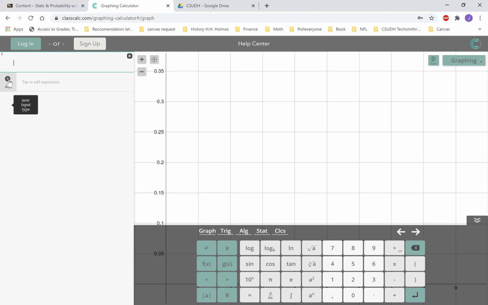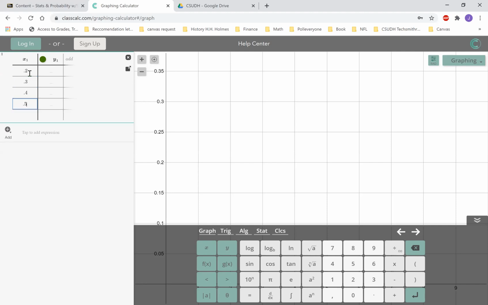So we put the plus button, and if you look at that table pop up, so we put table. So we say 0.2, 0.3, oops, 0.3, 0.4, 0.5, 0.6, 0.8, and 1.1. All right, so that's my X.